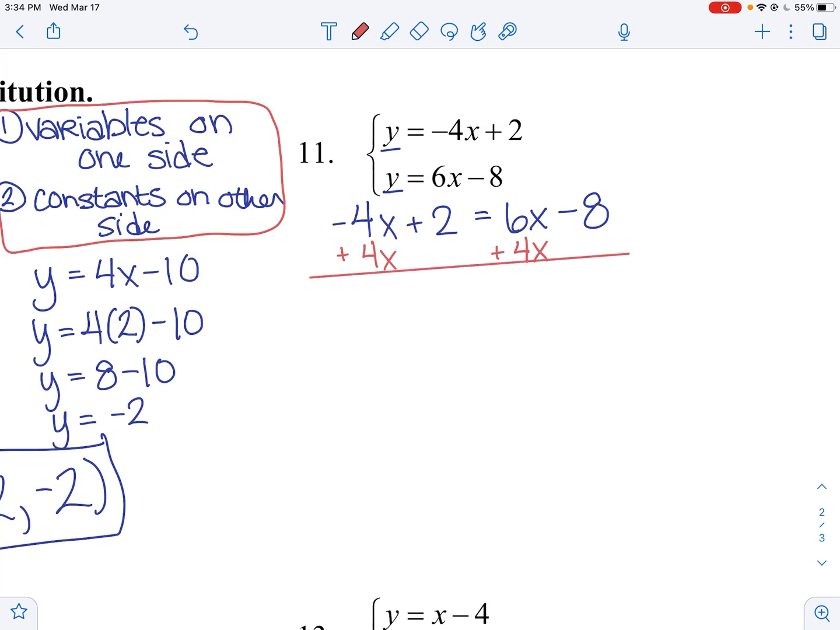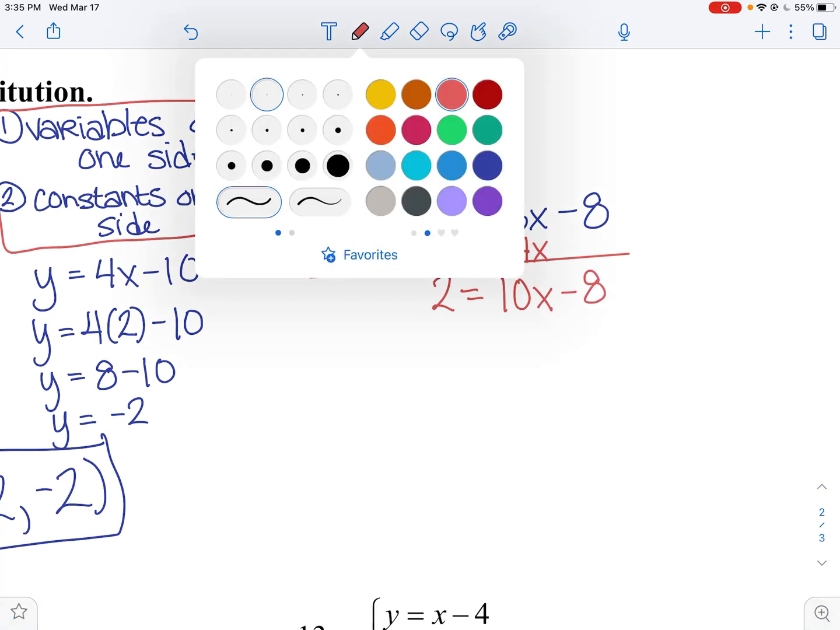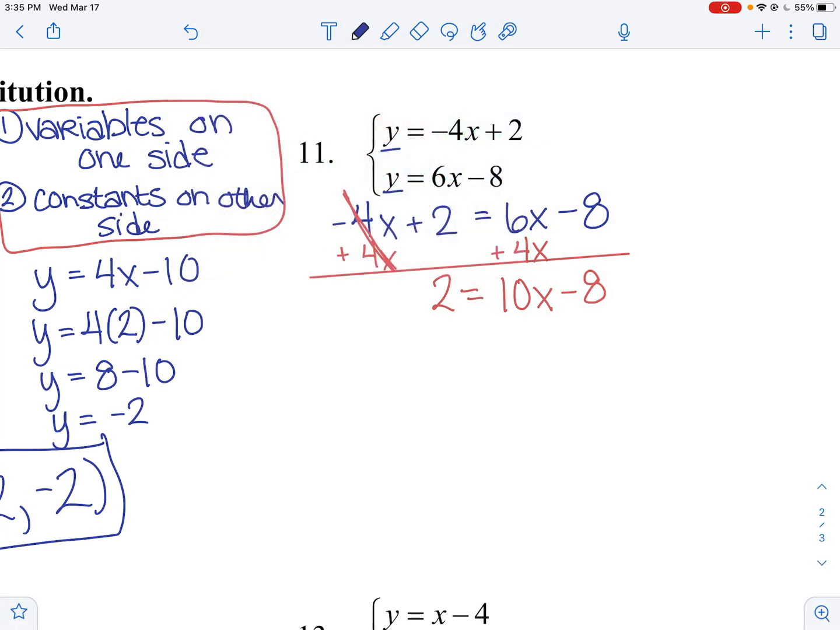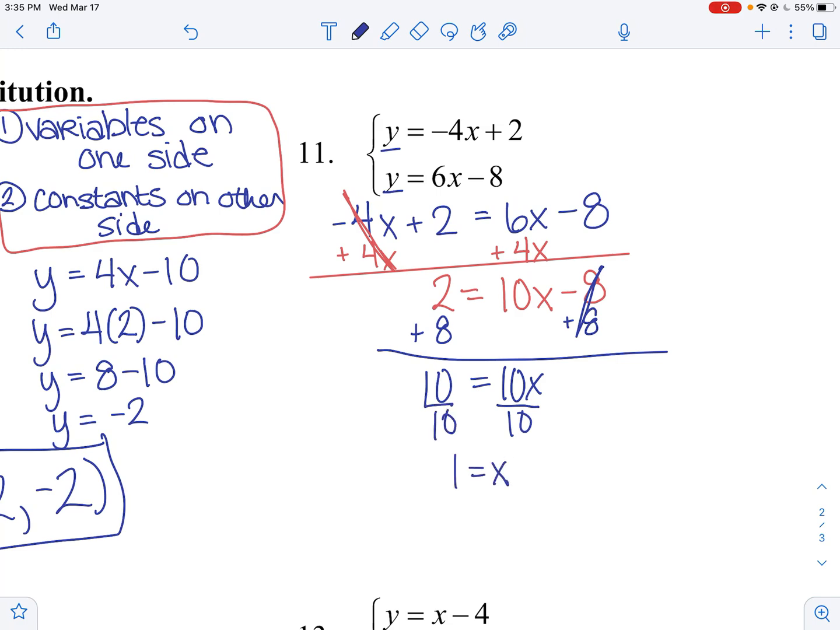Now, you could subtract the 6 over to the 4. I usually add because I don't want to work with negative numbers. So this cancels. 2 equals 10x minus 8. Okay, now I need to move the constants to the other side. So since this is subtract 8, I'm going to do the opposite and add 8. So this one cancels. 8 plus 2 is 10 equals 10 times x. And then we just divide by 10 and x equals 1.